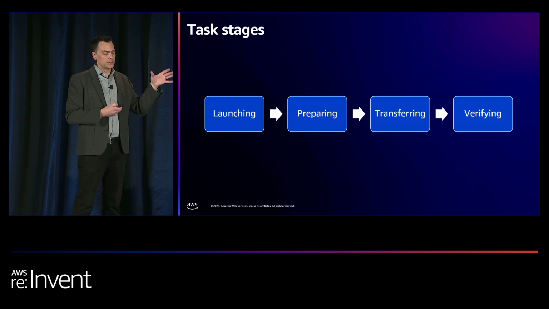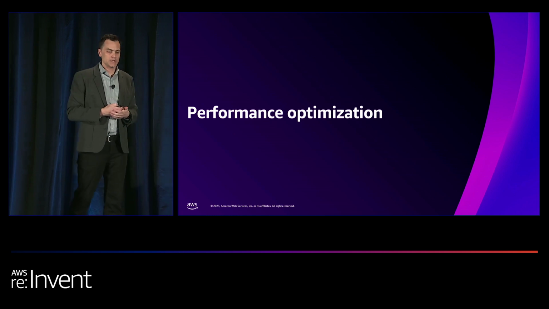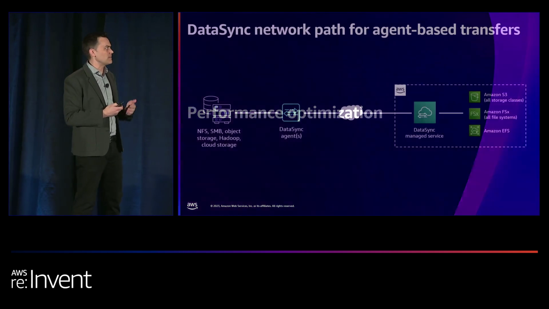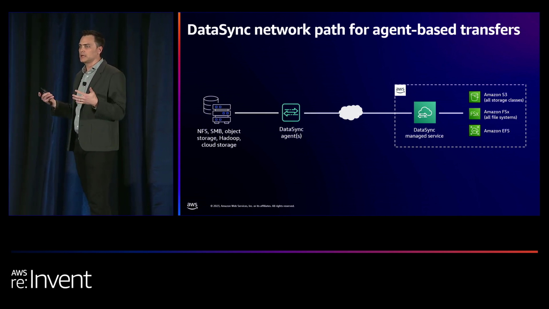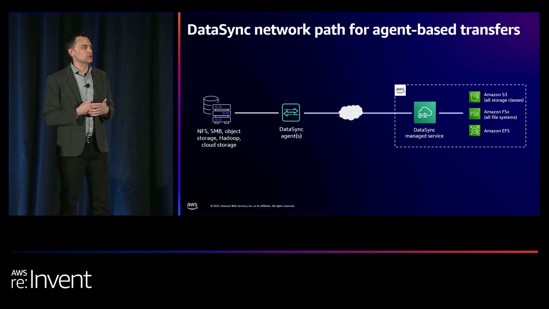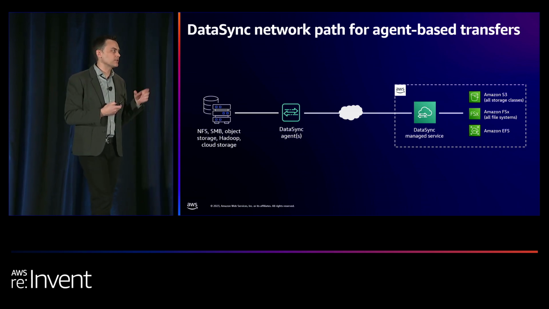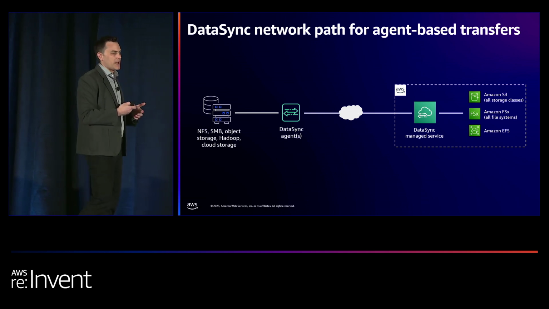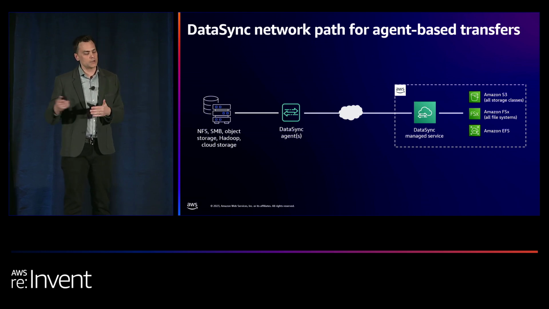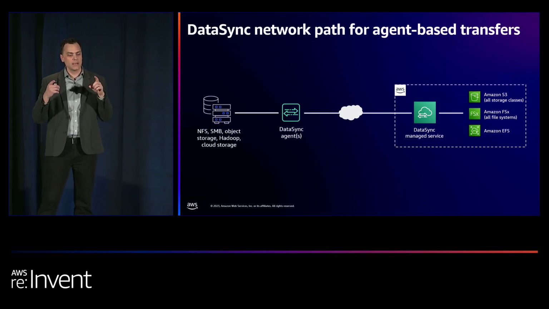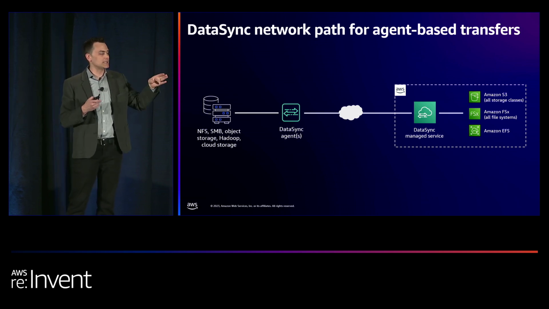So again, a little bit of an understanding of how DataSync works. From a performance optimization perspective, there are a few things that you want to think about, and a lot of this stems from the fact that DataSync is an online data transfer service, and it's talking to storage systems on both ends. There are really three legs to the network path that data transfers through as you're running a DataSync task. You've got the leg from, let's say if you're copying from on-prem, your on-prem storage to the DataSync agent.